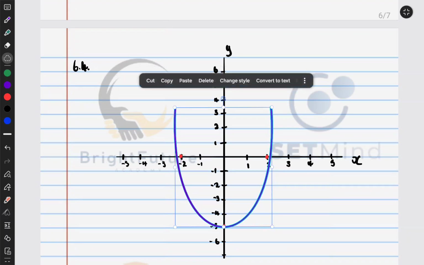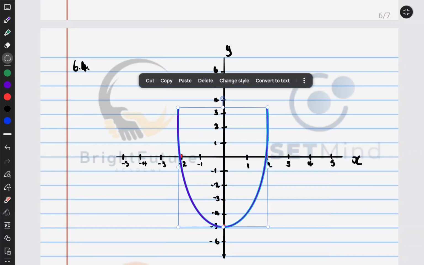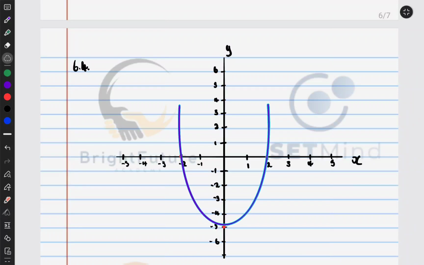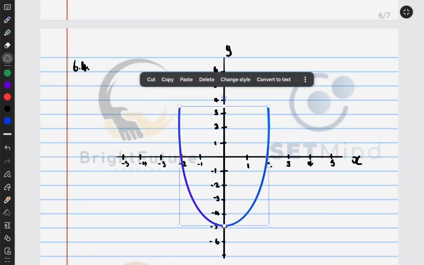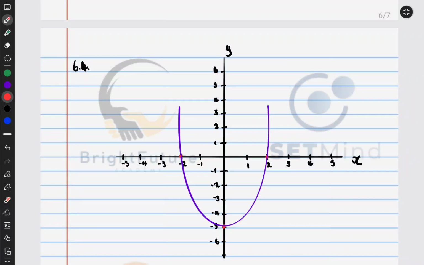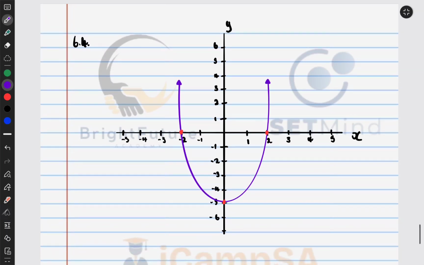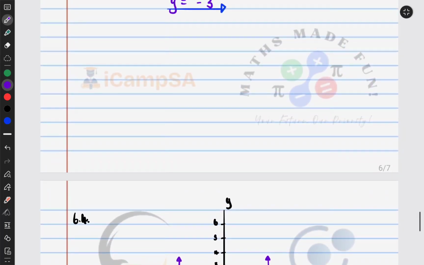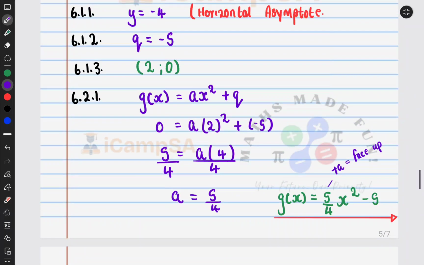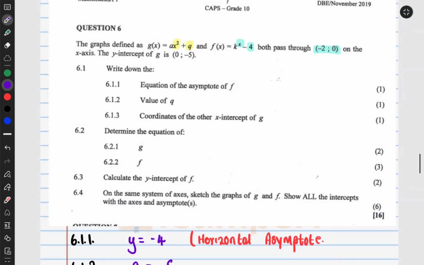Okay, perfect. Okay, that is the g function, the parabola. That is the parabola, that is the g function. Okay, we'll label it afterwards. Let's come here and sketch the function of f.